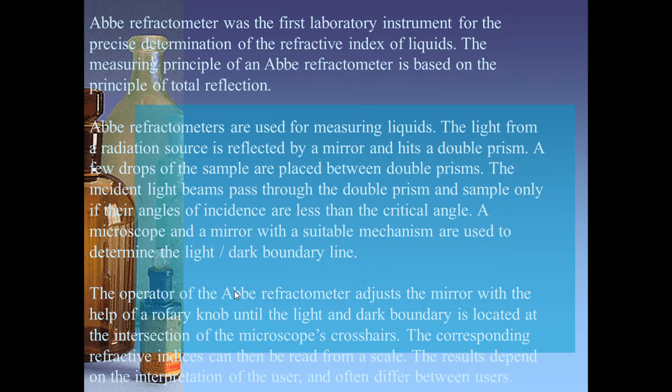The operator of the Abbe's refractometer adjusts the mirror with the help of a rotary knob until the light and dark boundary is located at the intersection of the microscope's crosshair. The corresponding refractive indices can be read from a scale. The result depends on the interpretation of the user and often differs between users.